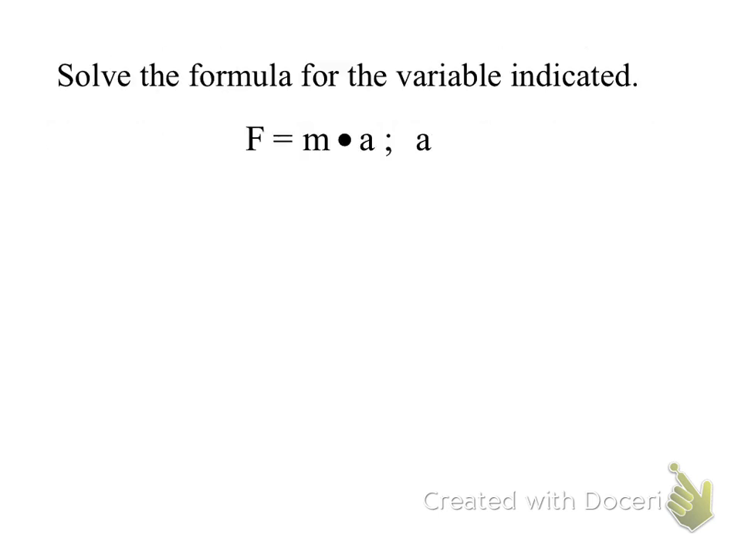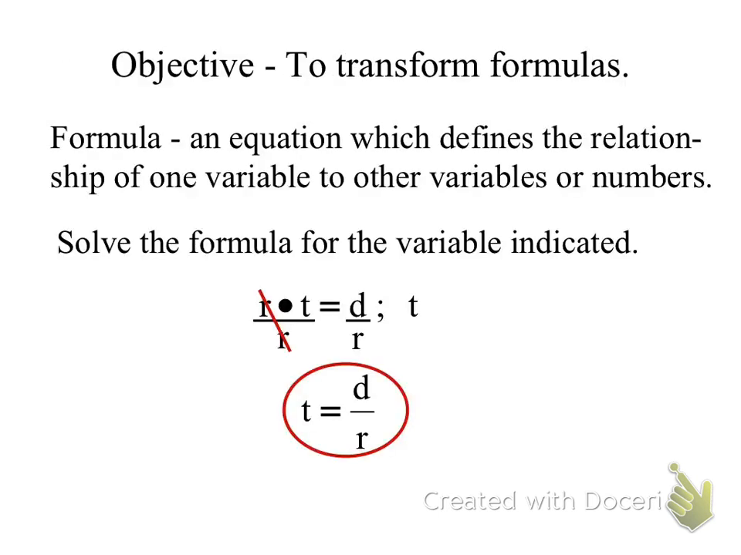Now what we would say is t is given in terms of d and r. Let's just take one step back. To begin with, d is given in terms of r and t. Now, t is given in terms of d and r, okay?